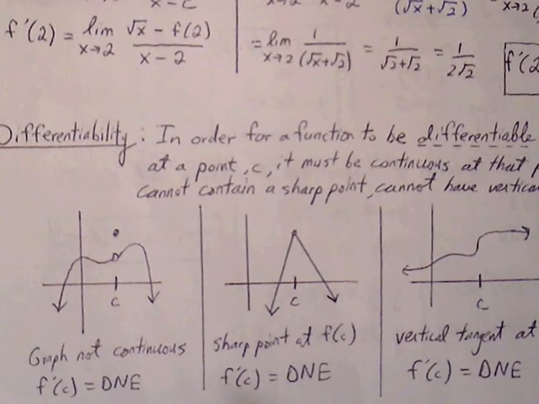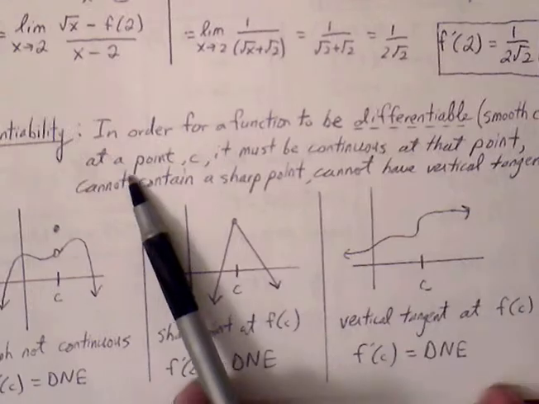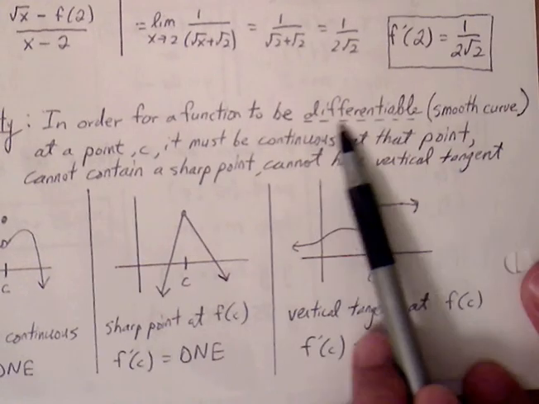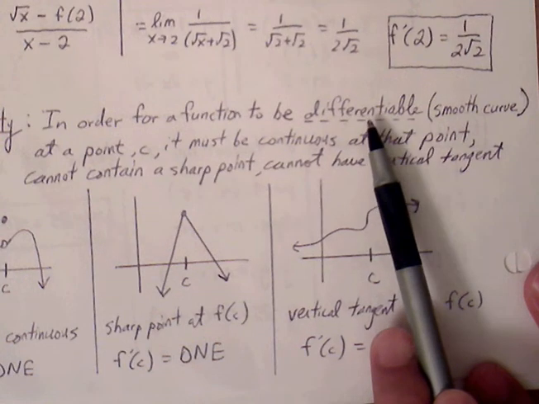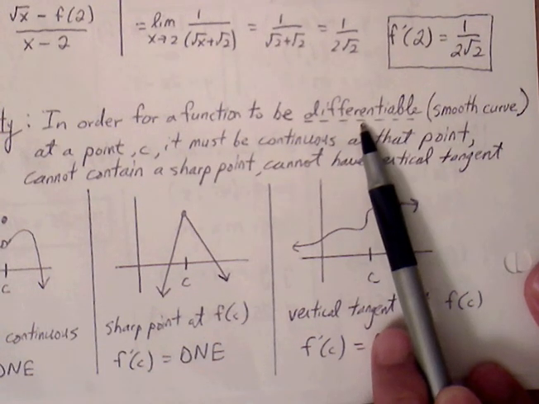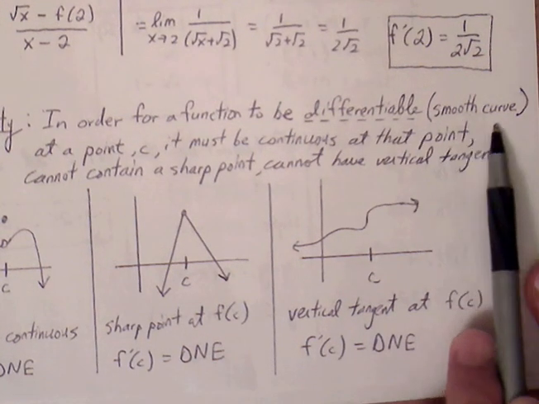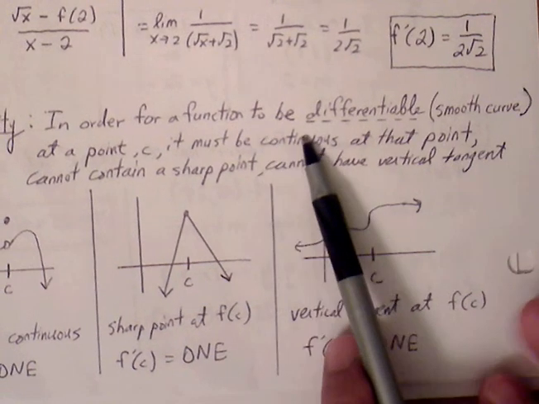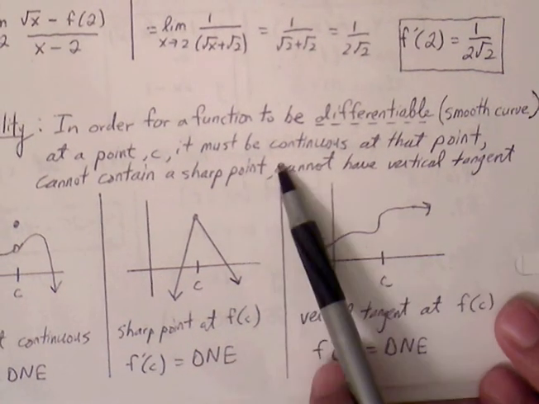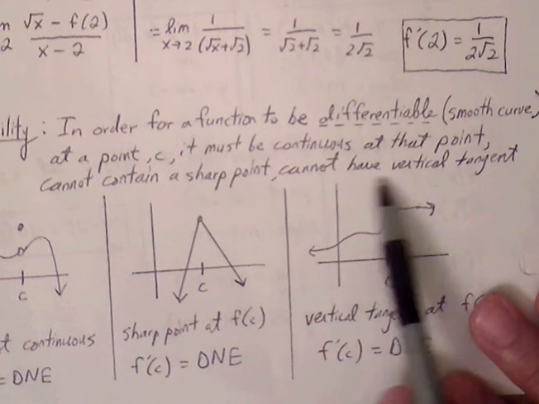Okay, one last thing. This is just some definitions here. Differentiability. Differentiable means that we're able to find the derivative, that the derivative exists. And visually what that looks like is that it's a smooth curve. So in order for a function to be differentiable at a point c, it must be continuous at that point. It cannot contain a sharp point, and it cannot have a vertical tangent.